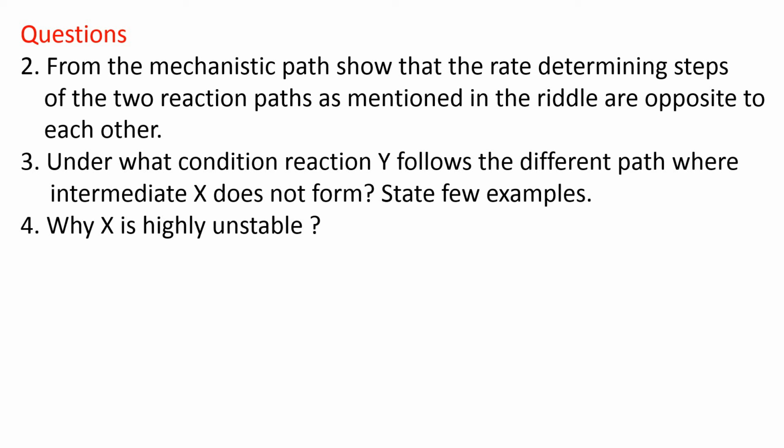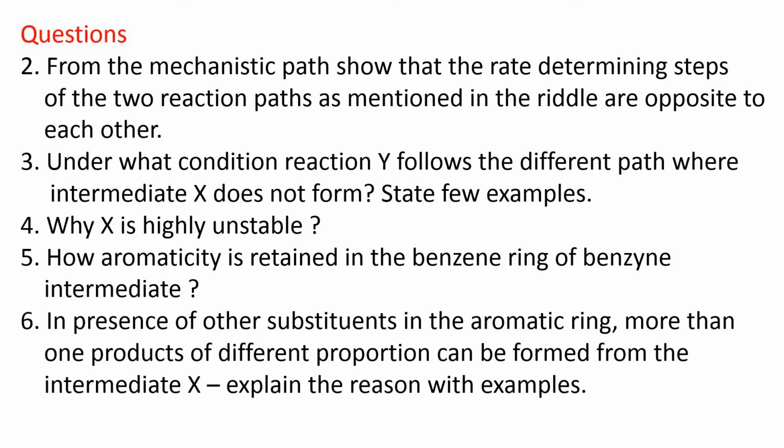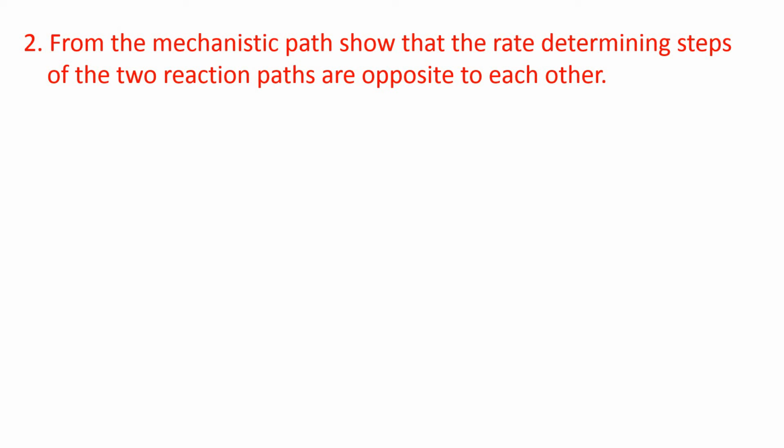Fourth question: why is X highly unstable? Fifth question: how is aromaticity retained in the benzene ring of benzyne intermediate? Sixth question: in presence of other substituents in the aromatic ring, more than one product of different proportion can be formed from the intermediate X. Explain the reason with examples. Seventh question: give example of Diels-Alder reaction with benzyne intermediate. Now, let's see the answer.